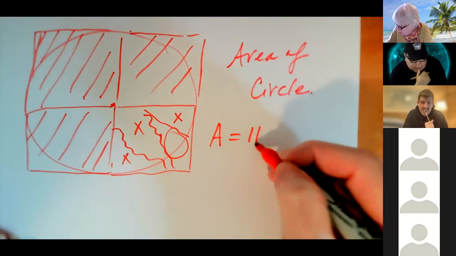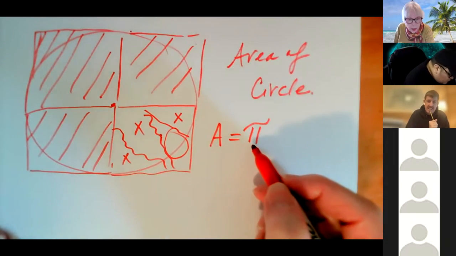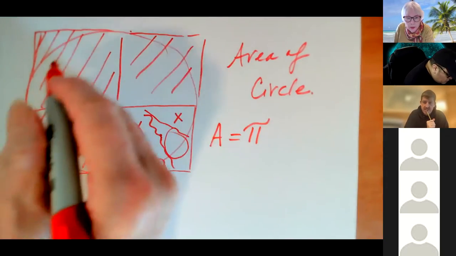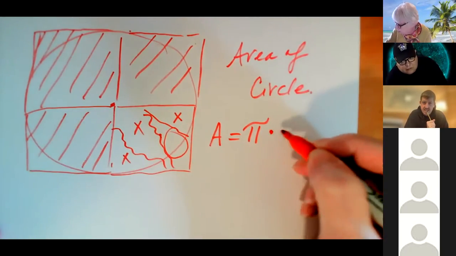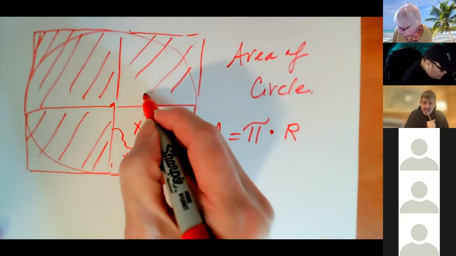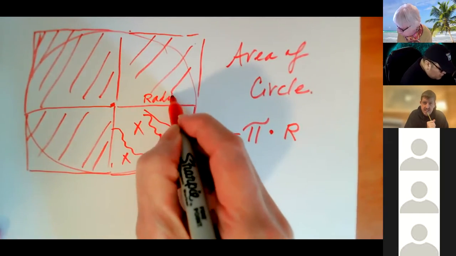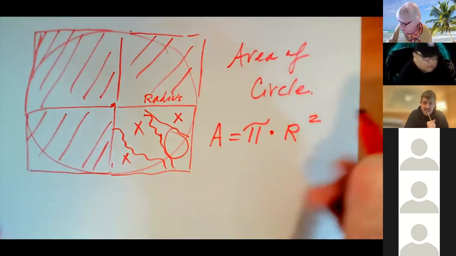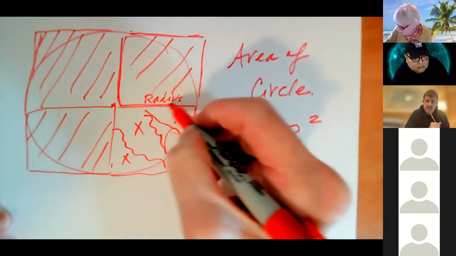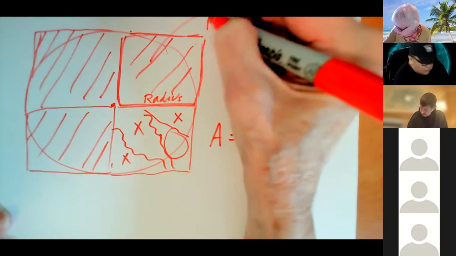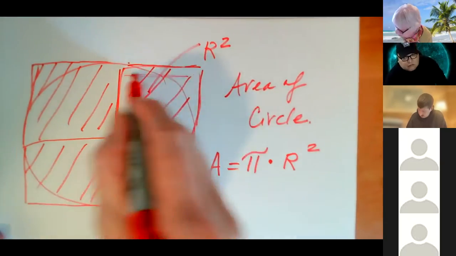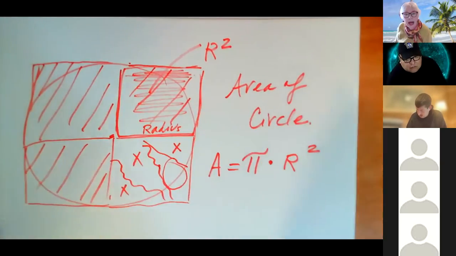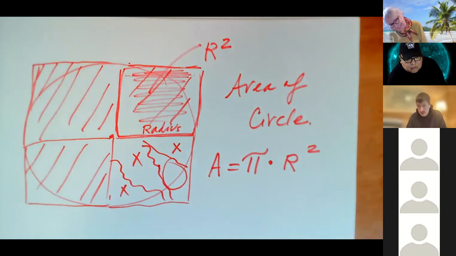Area equals pi, which is how many of these squares we're going to get. How many full squares? Clearly 3 with a little bit left over, multiplied by the radius squared. So this here is a square radius. This one. That's a square radius. I turned a circle into a square.